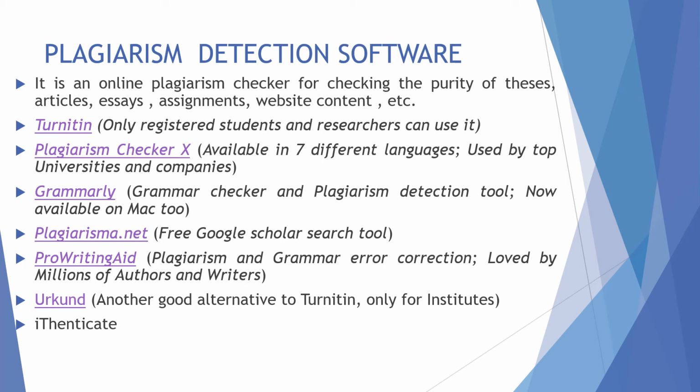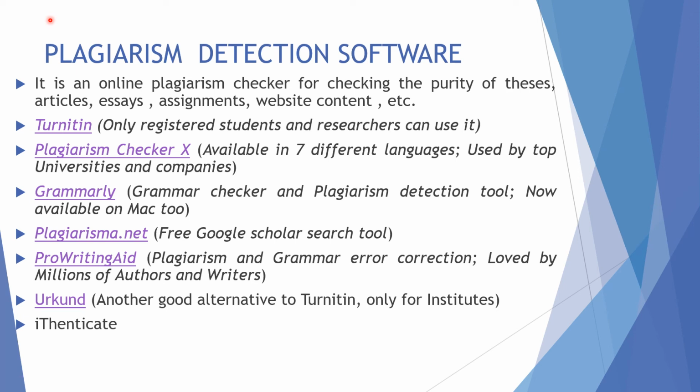Now you have plagiarism detection software. So expert human intervention is required. Now what do these softwares help with? You can put these documents into the software and the software evaluates them clearly, and it gives reports stating the level of plagiarism. You have online softwares, and you can also install softwares. An online plagiarism checker is for checking the purity of theses, articles, essays, assignments, website content, etc. Like this, you have plagiarism detection software.